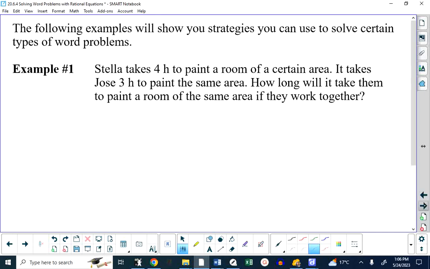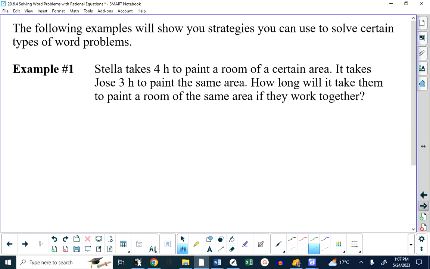So example 1 talks about painting a room, and if we have a particular room, maybe it's in a hotel and you have all of these rooms that are the same, and you hire Stella to paint the room. It takes her 4 hours. And the room right next to Stella's room where she's painting, Jose paints an identical room, but it only takes him 3 hours because he's more experienced. Okay? The question then becomes, if they go to a third room which is identical and they paint together, how quickly can they paint the room? How many hours is it going to take?